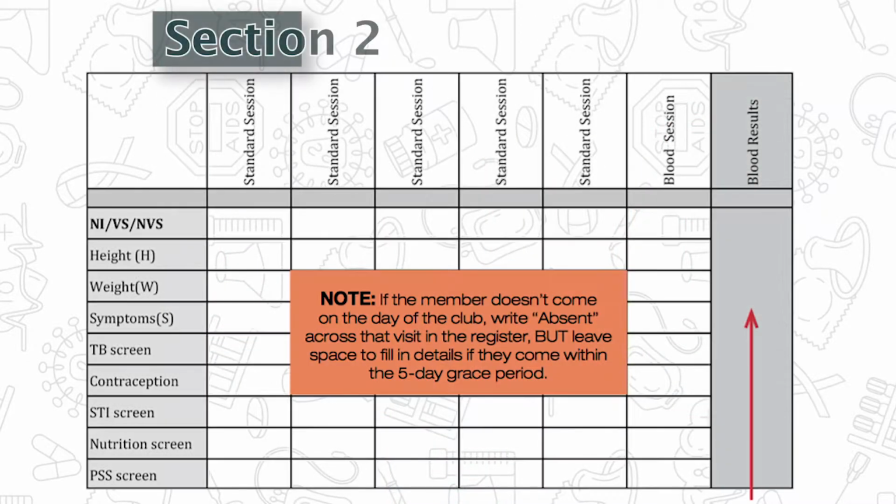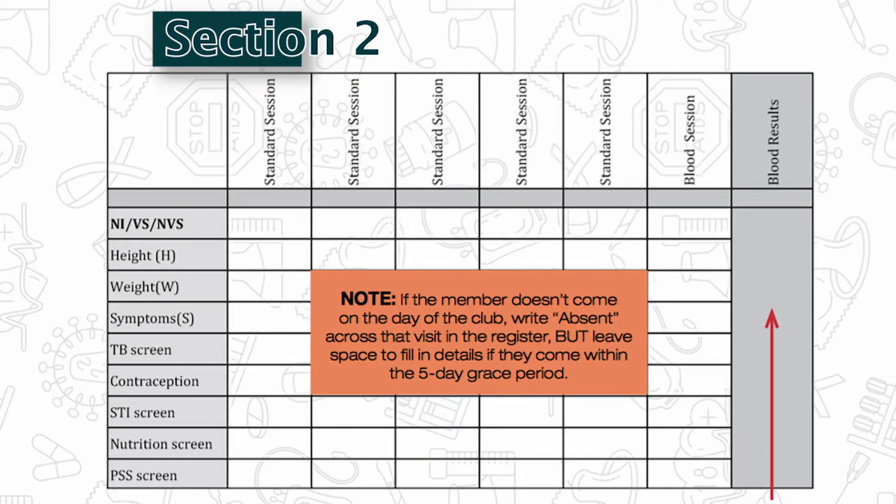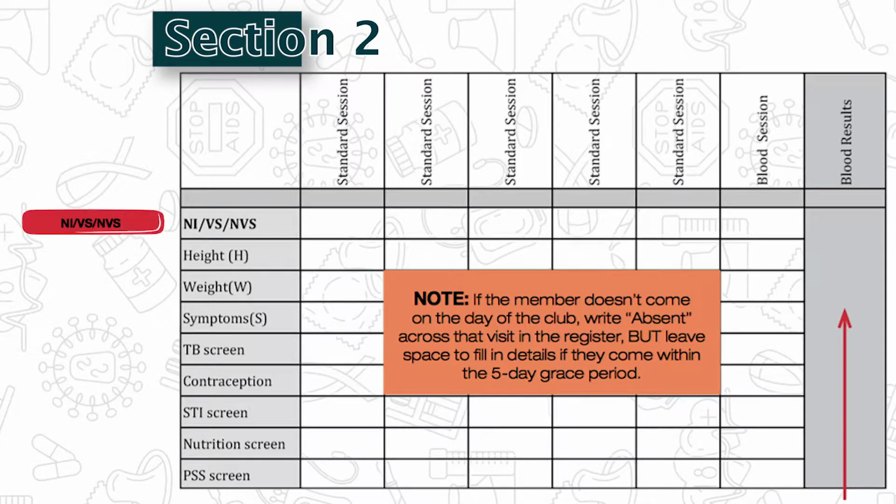This is section 2. Each column of section 2 of the register represents 1 month. That means a column for every YCC visit. If the member has been on ART for less than 6 months, write NI, newly initiated, in the top row. If the member has been on ART for more than 6 months and their most recent viral load is undetectable, then write VS, viral load suppressed. If the member's last viral load was detectable, then write NVS, viral load not yet suppressed.